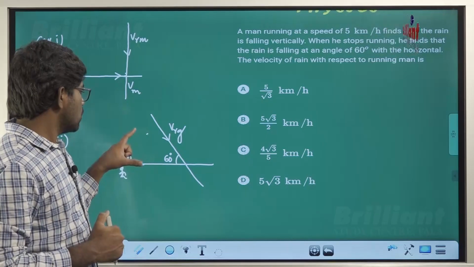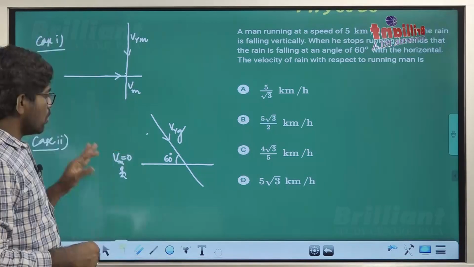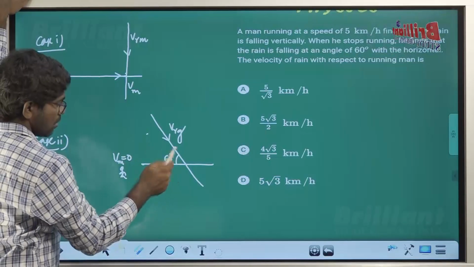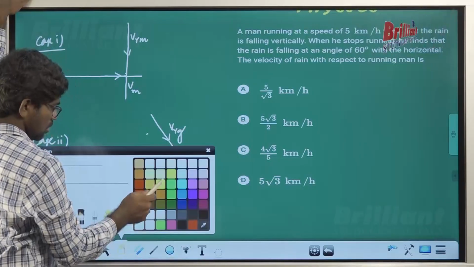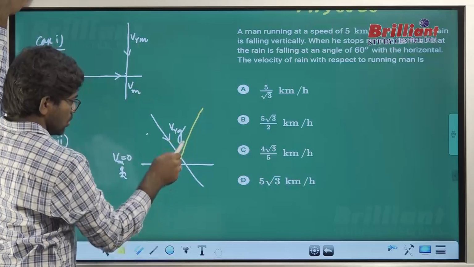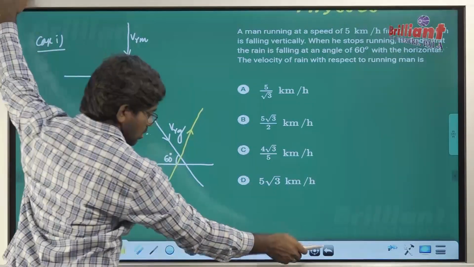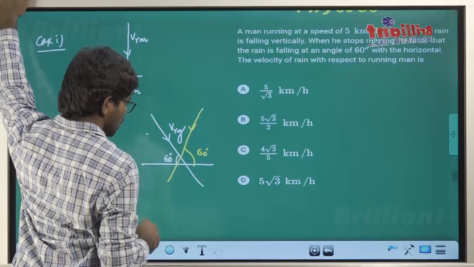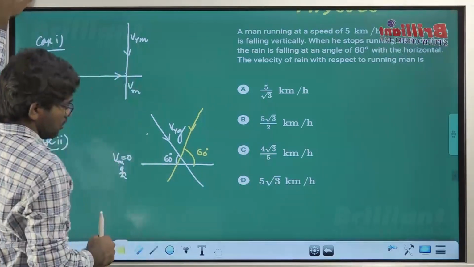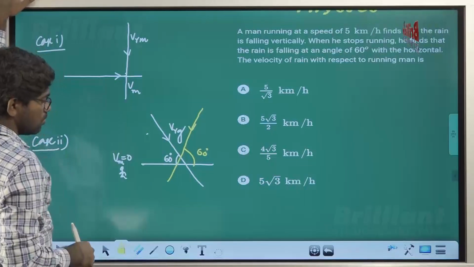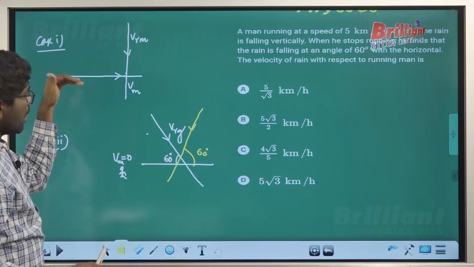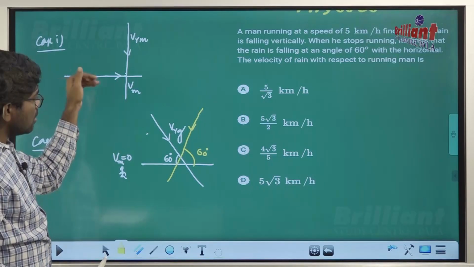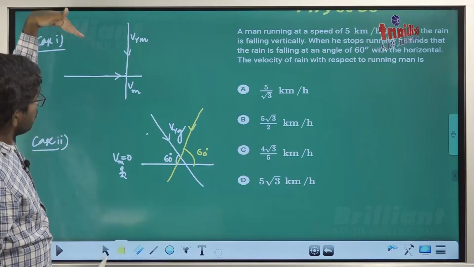Now, you may get some doubt, like the velocity of rain can be like this also. It can make 60 degrees in this manner as well, right? How to check whether it is this case or this case? See, when the man is running like this, the rain is falling in this manner. When the man is at rest, the rain should fall like this.